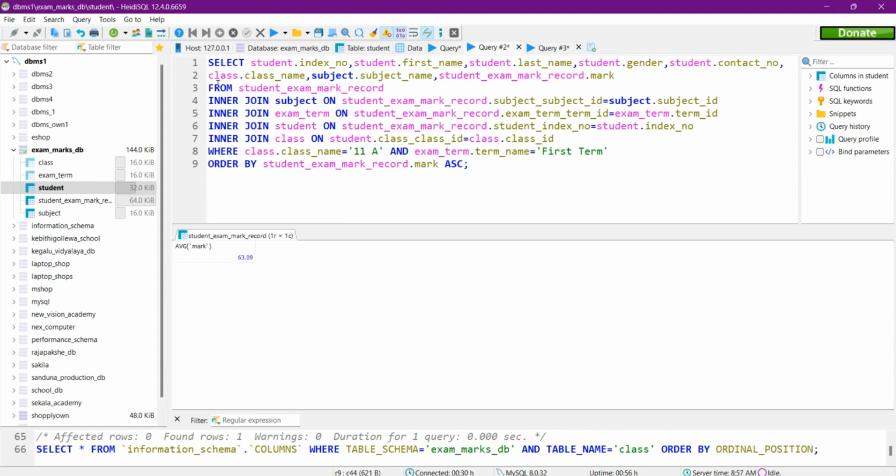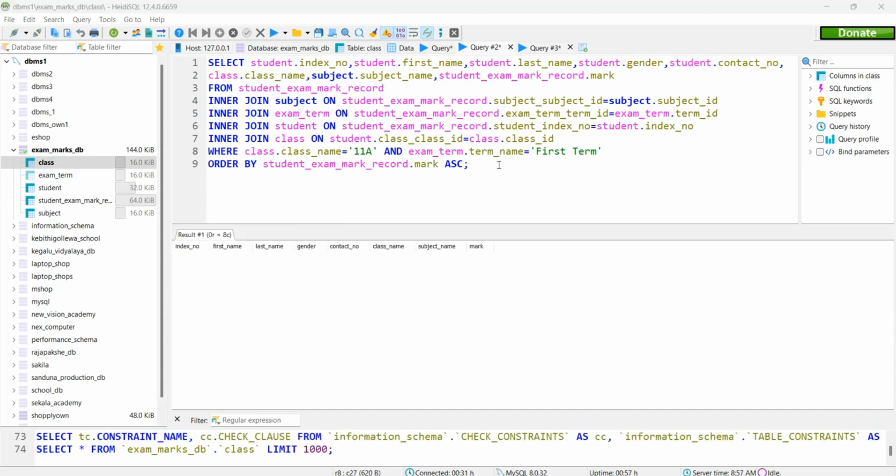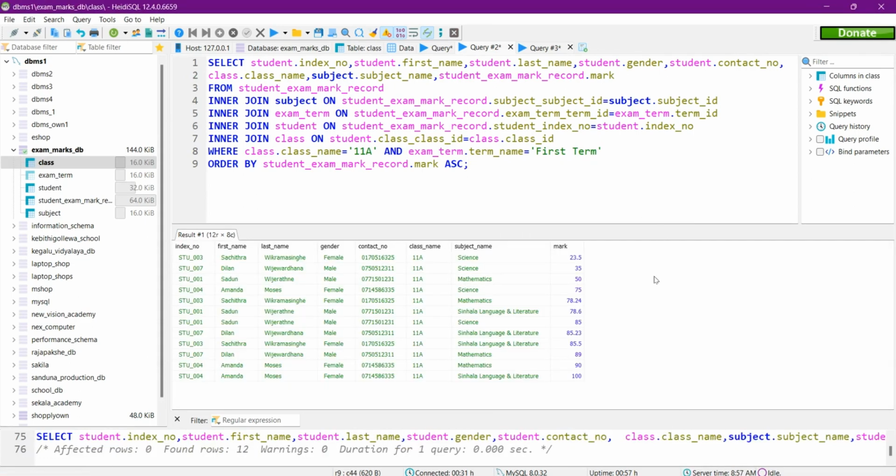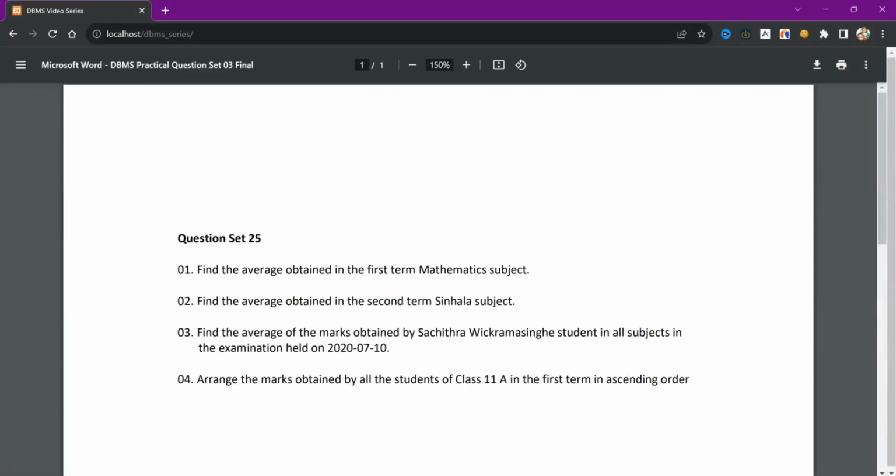So this is the query for the final question. So I'm going to run this query and let's see the answer. So you can see we have got an answer in a table. If we see the answer, you can see the least amount is 23.5 and the highest amount is 100. So the table is in ascending order. So this is the answer for the fourth question.